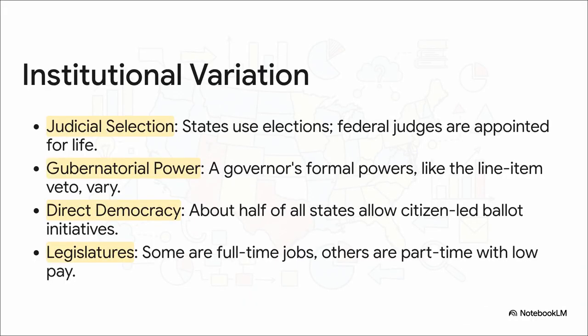And that flexibility leads to these massive differences in the very structure of government. For example, federal judges are appointed for life. But a lot of states actually elect their judges, making them directly accountable to voters. Some governors have a power called a line item veto to strike out parts of a budget, which gives them immense leverage. Others don't. And get this, in some states, being a lawmaker is a low-paying part-time gig, which completely changes who can even afford to run for office. Every single one of these choices creates a totally different style of government.